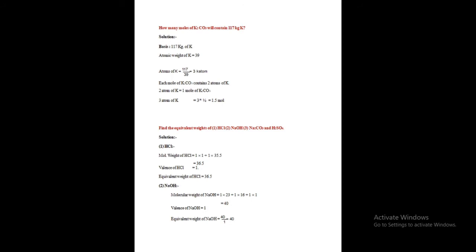So you see the question, K2CO3. K2CO3 contains 2 atoms of potassium, right. So 2 atoms of potassium are present in K2CO3. As per the problem, 2 atoms of potassium contain 1 mole of K2CO3. We calculated 3 atoms of potassium. So if 2 atoms contain 1 mole of K2CO3, how many moles of K2CO3 do 3 atoms of potassium contain? So 3 into 1 divided by 2, that is 1.5 moles.